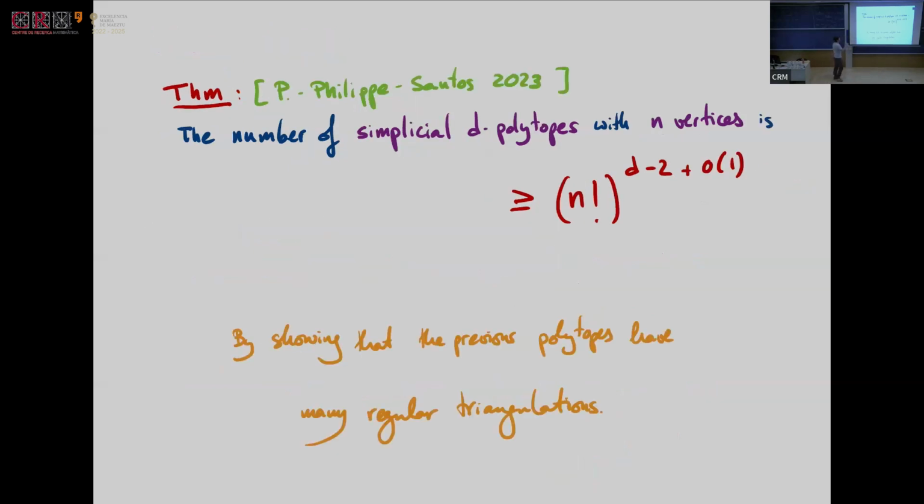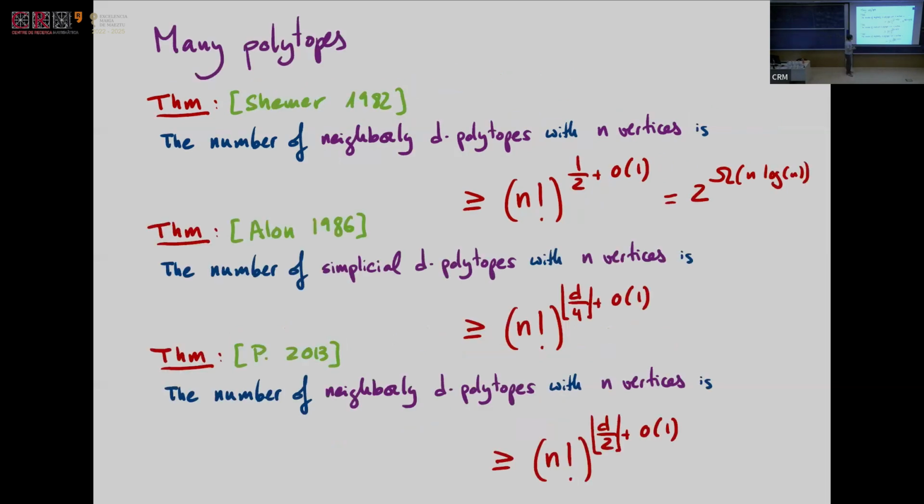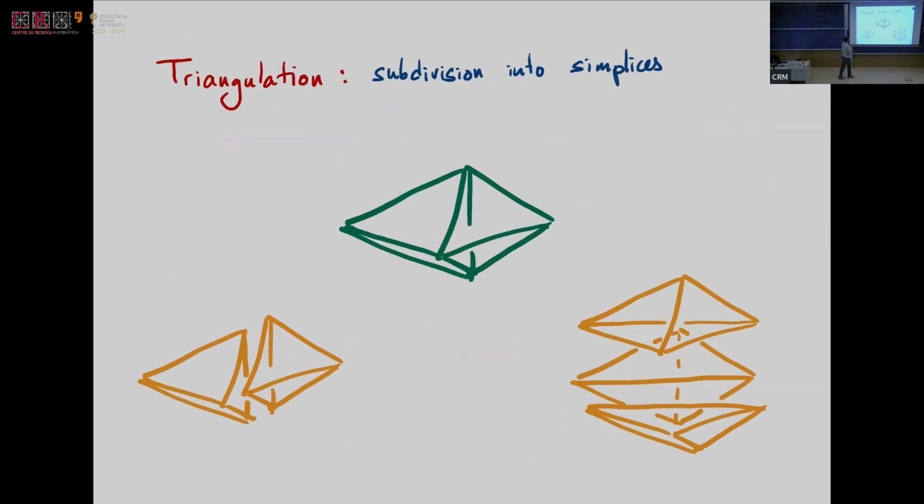It's something more recent, just last year with Francisco Santos and Eva Philippe, who is my PhD student until next month when she's defending, where we managed to further improve this bound to n factorial to the d-2 without the neighborly polytopes, okay? And what we do is we take the polytopes that we had here and we prove that all of them have many triangulations. So we go back to this Catalan combinatorics.